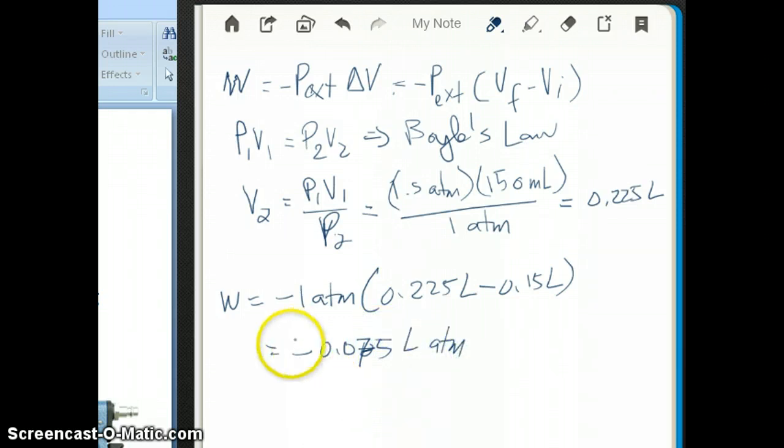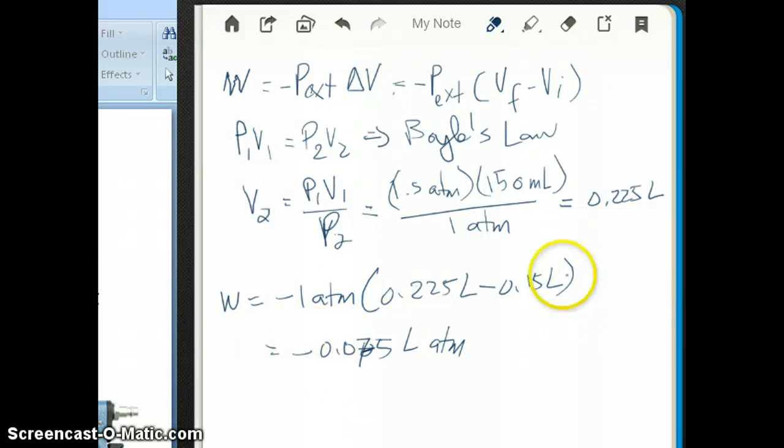Now you notice that the negative stays because this number here is positive. So when you multiply that with the negative 1 atmosphere, you get negative 0.075. I want to emphasize again that the negative here is not negative in the regular sense of the negative in math. Negative here has a thermodynamic meaning, which means that energy is going out of the system. So you always have to keep that in mind.